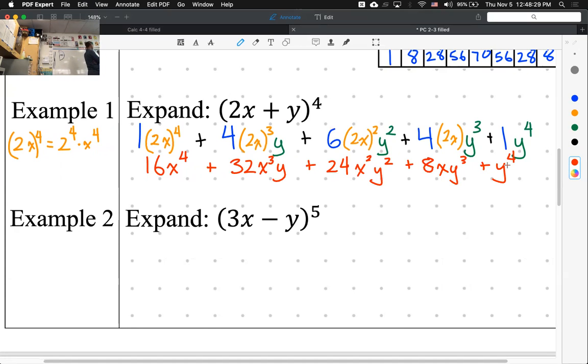What's your question? So this 32, for example. 2 to the power of 3 is 8 times 4. That's where that came from. 2 to the power of 2 times 6. I'm just simplifying. Yeah. Good question.